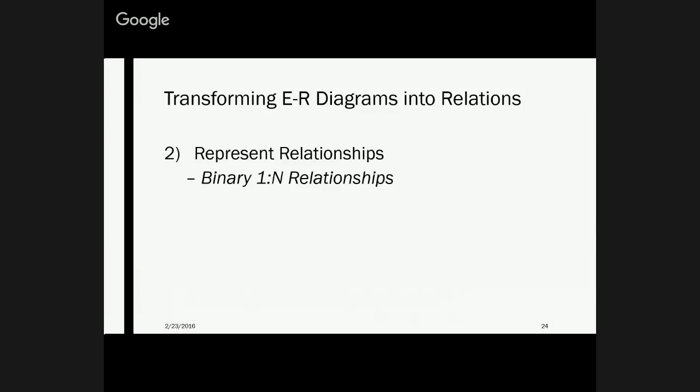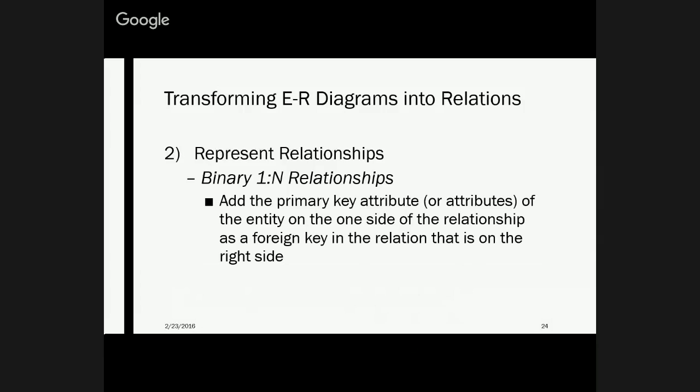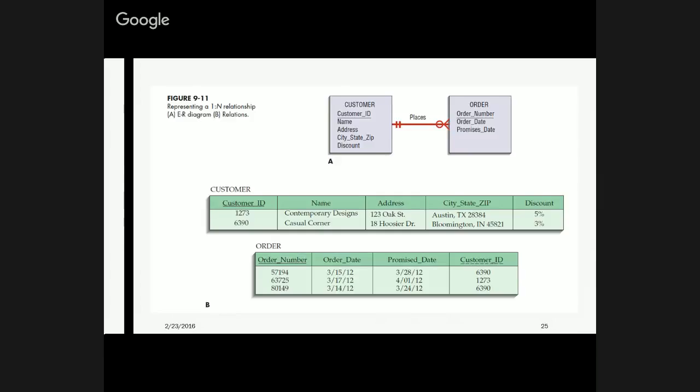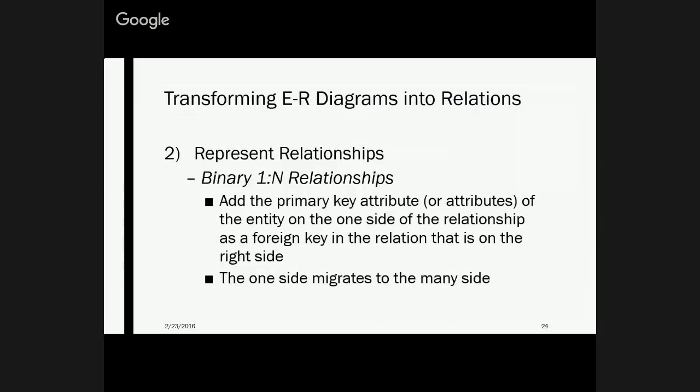So relationships, this is that second part. One to N relationships, and they're kind of combining the one-to-one. One to N: add the primary key attribute or attributes of the entity on the one side to the entity on the N side as a foreign key. So the side that's many, because there's going to be duplicates, that's where the foreign key exists.